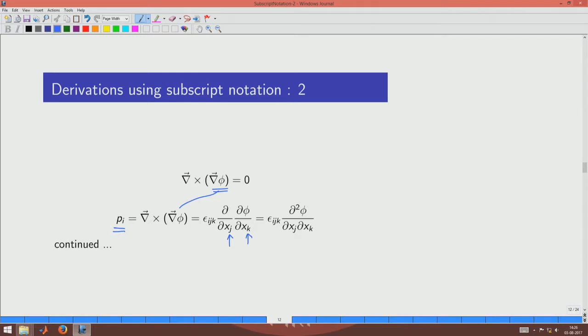But then what happens is that we saw that you have a combination of two terms, one is epsilon_ijk, and the other is dou square phi by dou xj dou xk. Now, there is a certain property of differentiation whenever phi is well behaved. Okay. So, we assume that it is a scalar function that is well behaved.